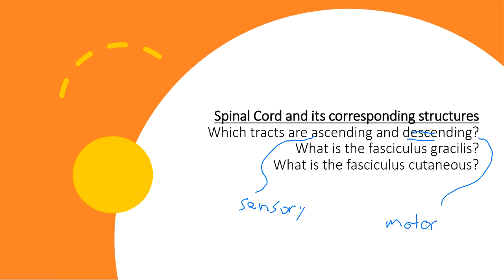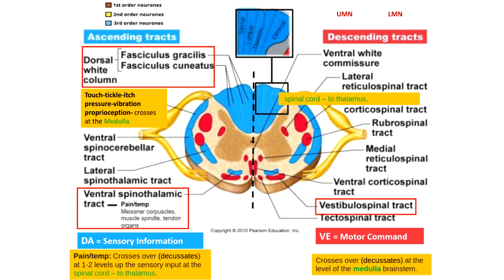Okay, we're talking about the fasciculus gracilis and the fasciculus cuneatus. All of these are just tracts, okay? They're just axons that go up and down and that carry sensory and motor information. I'll show you where they are right now. Okay, so these two things, the fasciculus gracilis and the cuneatus, they are all part of the dorsal white column. So all of this right here, that is the dorsal white column.